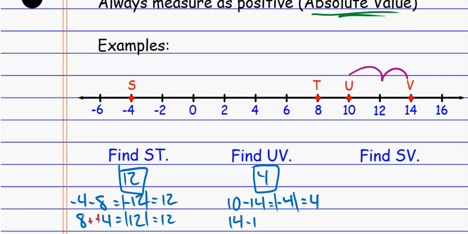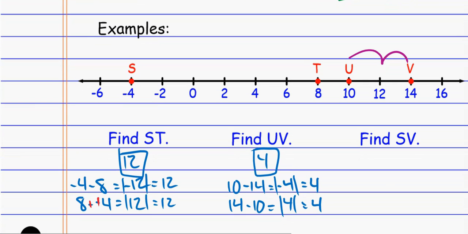Or go the other way. Okay, so subtraction also gives us the distance. We just have to do the positive version of that subtraction. We have to take the absolute value. This guy, same kind of thing.